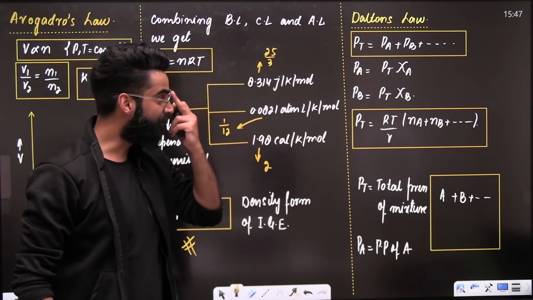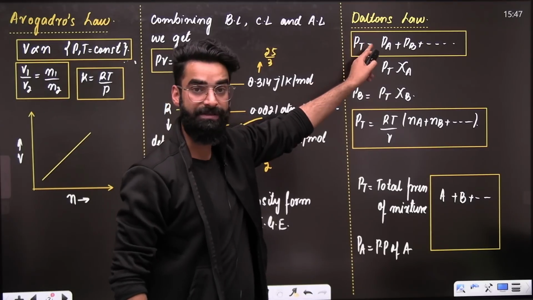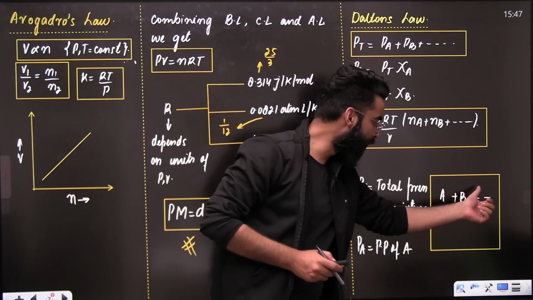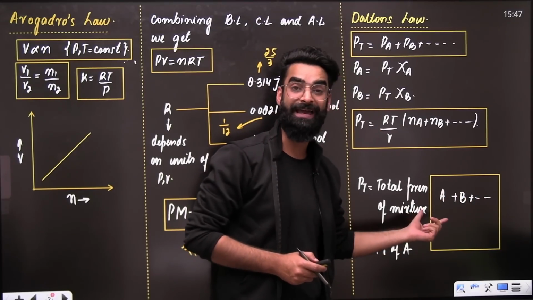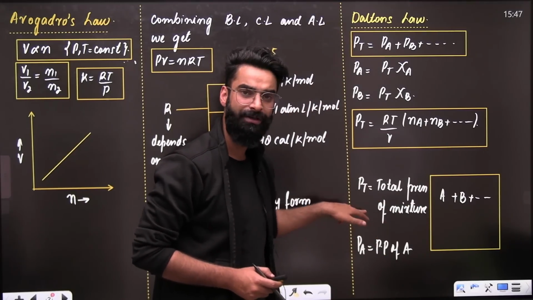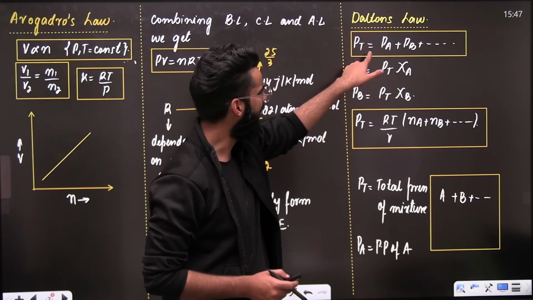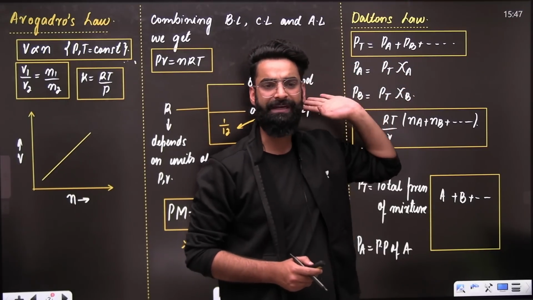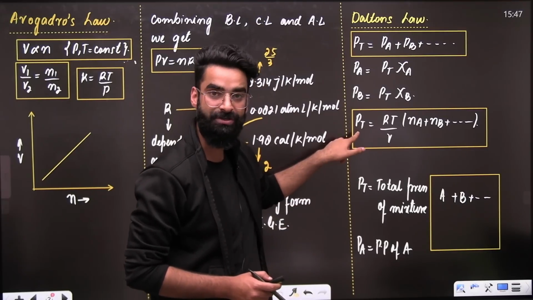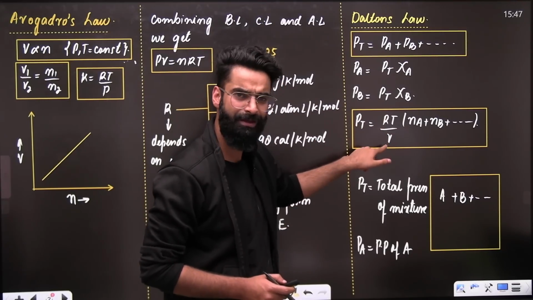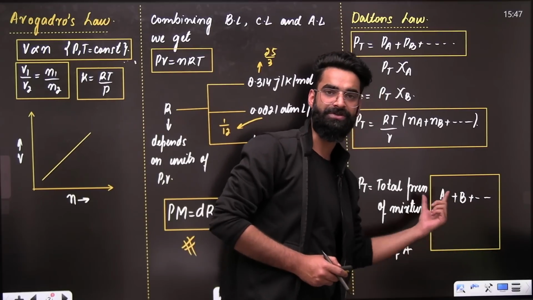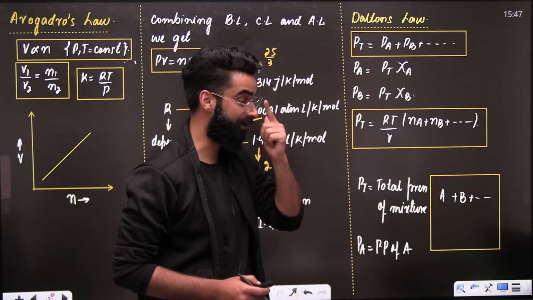Now there is one more important topic, which is Dalton's law. Whenever you have two or more chemically non-reacting gases present in the same container, the total pressure of the gaseous mixture is the sum of the partial pressures of the individual gases. Now the point is, how do we calculate the total pressure of the mixture? Simple: RT divided by V multiplied by the total moles present in this particular mixture.